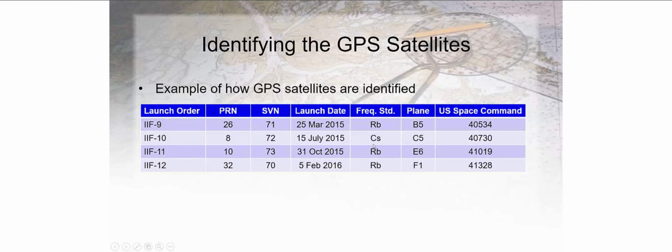There's the launch dates that identify them, the type of clocks they have. So you see 1 cesium and 3 rubidiums. The orbital plane, this is an orbital plane B in position 5. This one here is an orbital plane E in position 6, and this one's an F in position 1. And then the U.S. Space Command number, that's a number that is identified for every object that's launched into space.